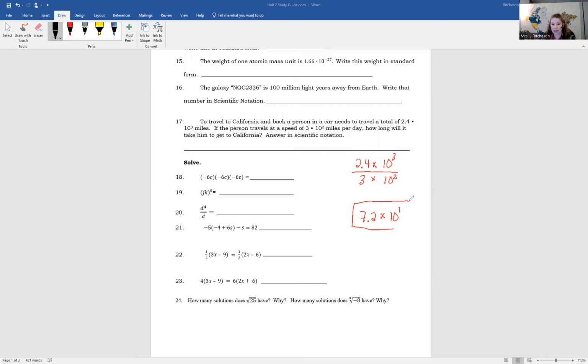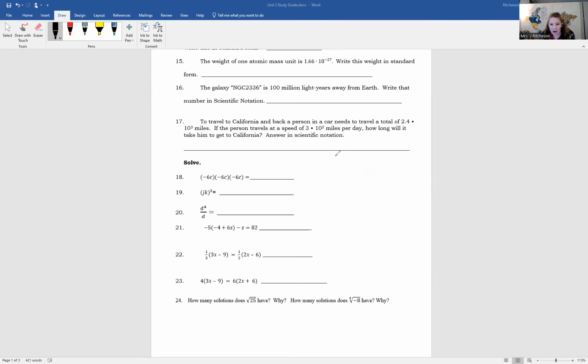So the answer is, how long will it take them to get there? 7.2 times 10 to the first days, I guess. Yeah, days. So it's just 72 days. Oh, because we're not going many miles a day. I'm double checking my answer because that doesn't seem reasonable. Divided by 3. Yeah, what did I do? Oh, I multiplied. Oh my goodness. I'm like, that can't be right.